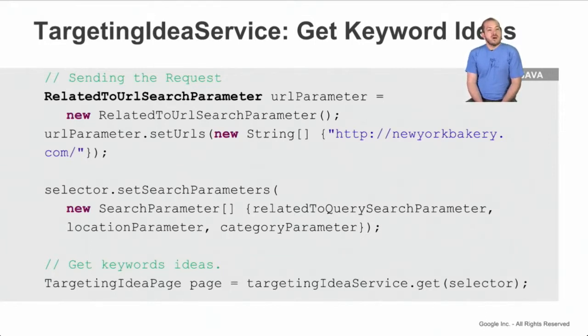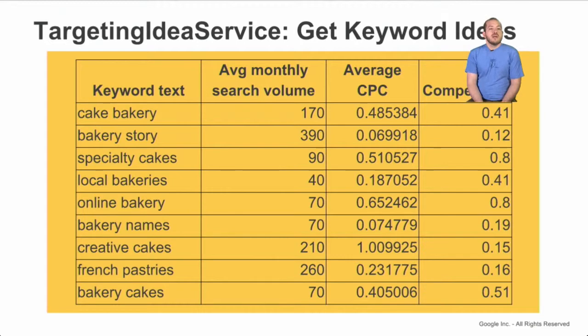So finally, you take all these things that you've configured, you wrap them up in the selector and set the search parameters to these different options, and then call the Targeting Idea Service get method using that Targeting Idea selector. Putting the results that you would expect to get back into a table, you should get something like this.